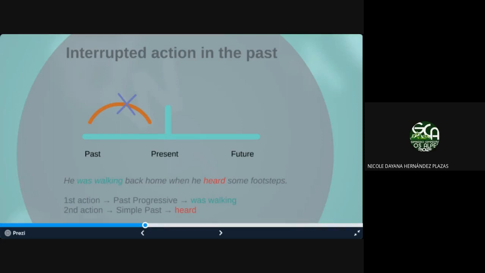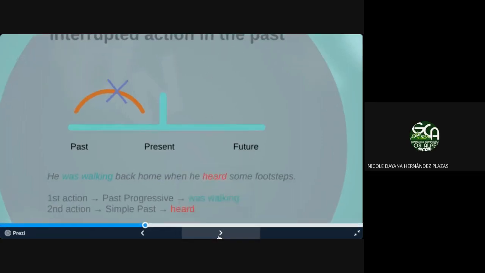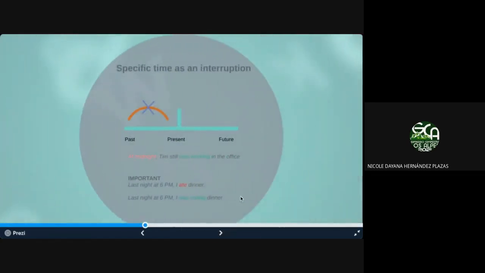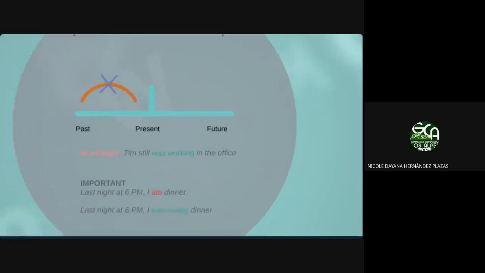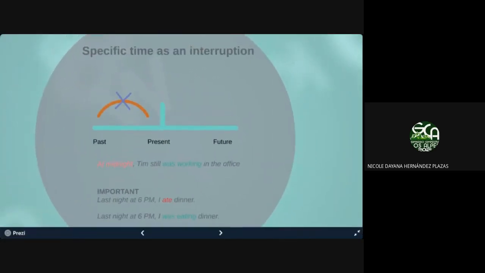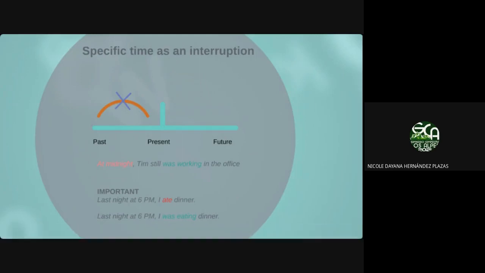So, my dears, this is the second form. You have one action, an interrupted action in the past. One action that interrupts the other one. Look at this. You can also have a specific time as an interruption, okay? You may not have literally the verb, but you may have an interruption also with specific times, like this example.